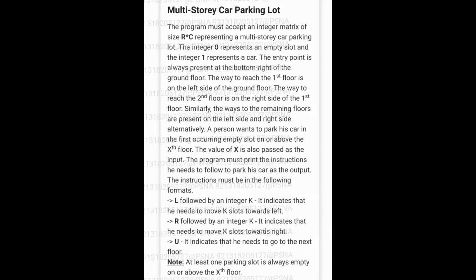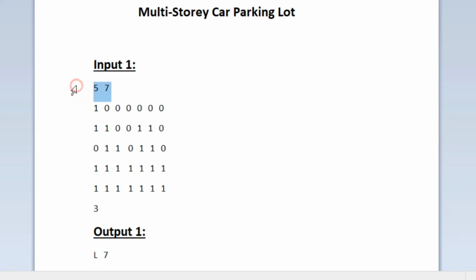This is the question asked in today's SkillRack daily challenge. In the first line of our input, we are given the values of R and C, and after that we are given an R cross C integer matrix as input. The values in the integer matrix will be either 0 or 1.